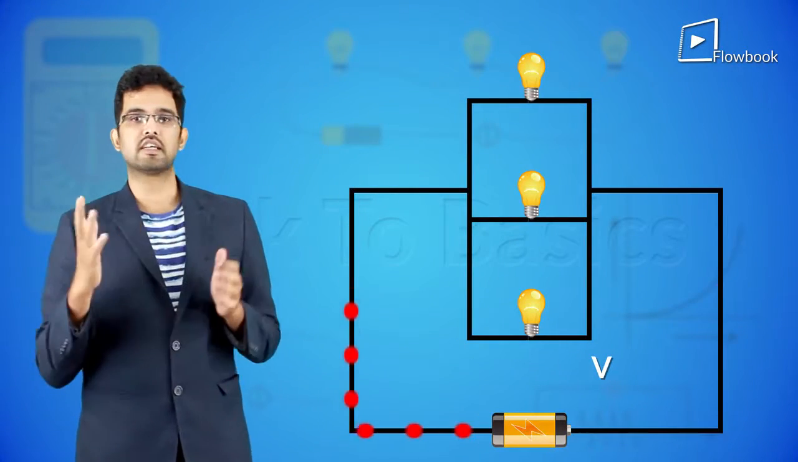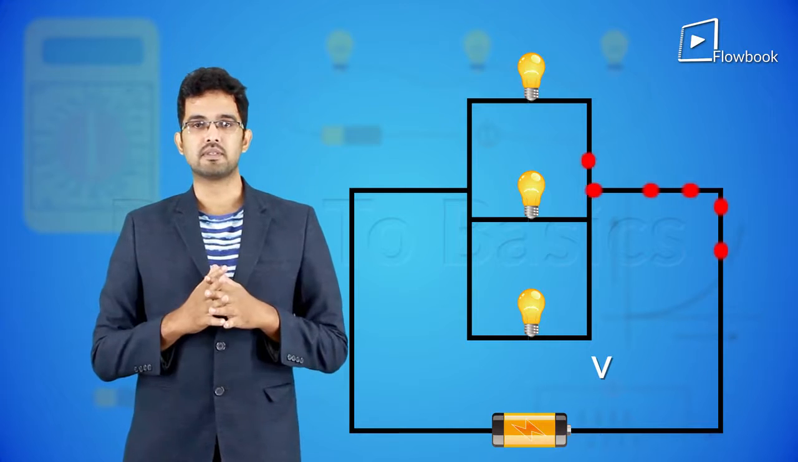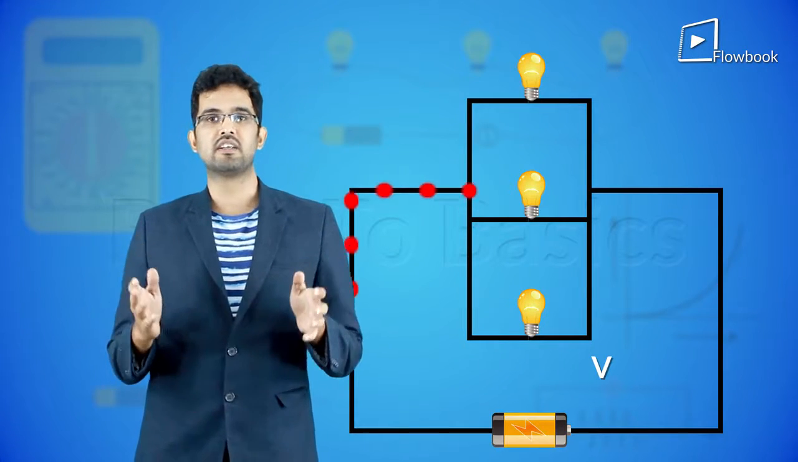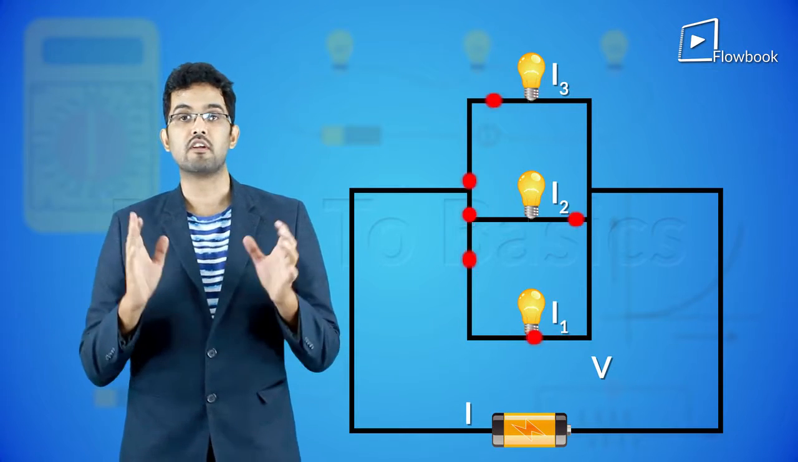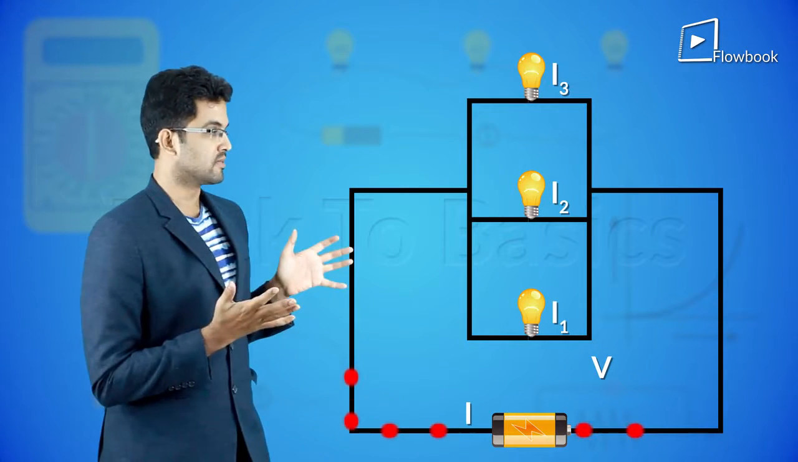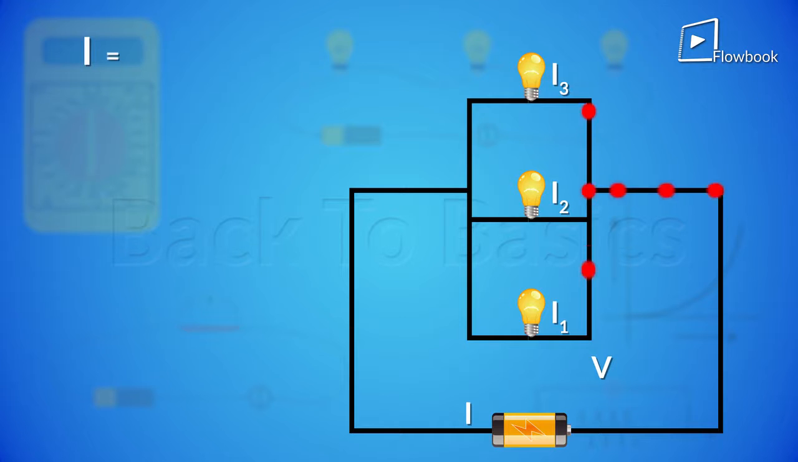Also, just like the traffic gets divided when there are parallel roads between any 2 destinations, the current in this case also gets divided between the 3 bulbs. You can also measure this using ammeters. You'll find that the total current in the circuit will be divided across the 3 bulbs. Therefore, I will be equal to I1 plus I2 plus I3.